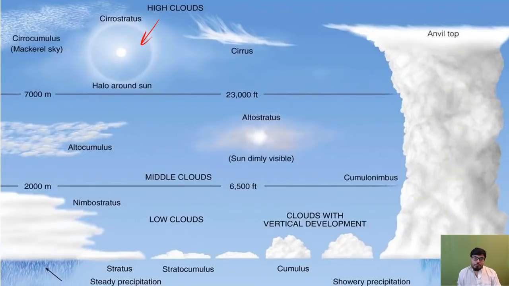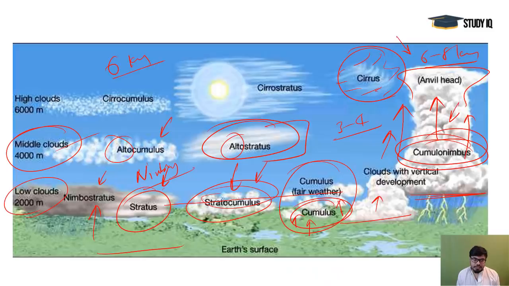And important is that you see a halo of the sun. You can see some amount of sun through these clouds, and these are specifically cirrostratus clouds. So the halo is a symbolic thing with the cirrostratus clouds. You can see the halo here.